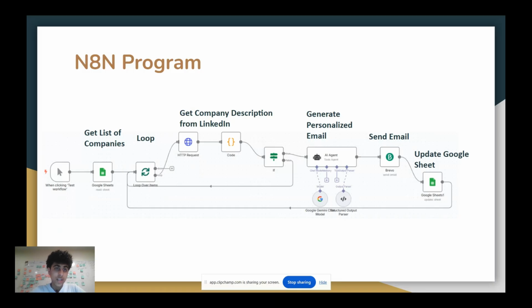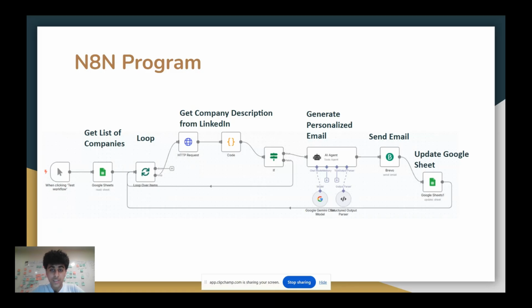We used N8N as the program, and this does most of the heavy lifting here. It starts off by getting a list of companies from Google Sheets. It goes through each row for each company, and there's code here that gets the company description from the LinkedIn accounts. There is also an if condition here. If the information on Google Sheets is lacking a LinkedIn account or email address, then it's just going to skip it and move on to the next company.